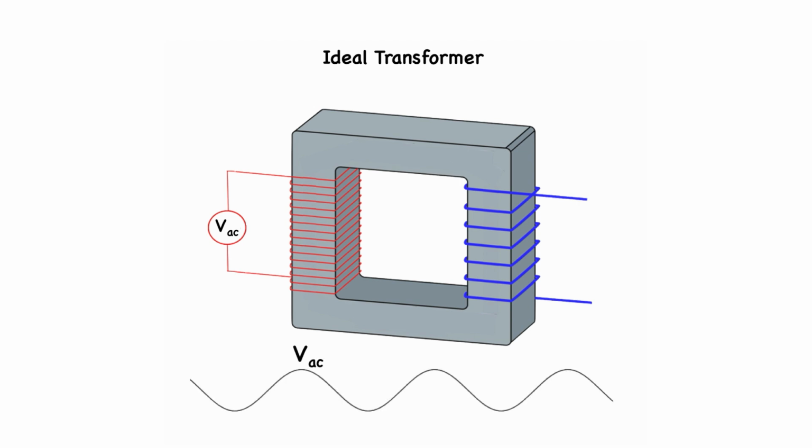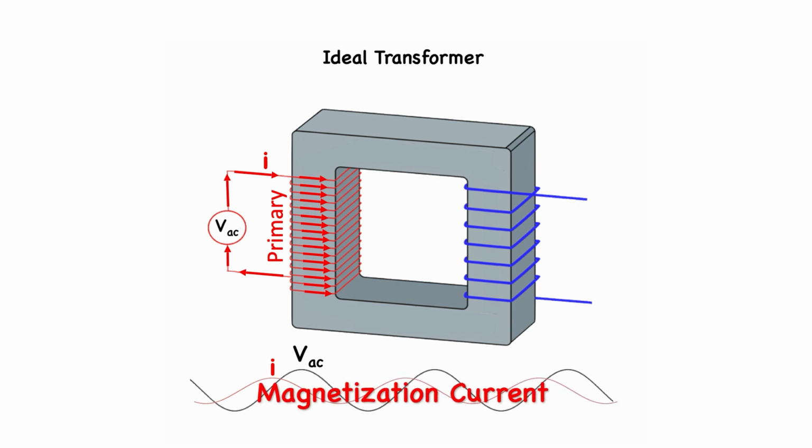Now, let's input a sinusoidal AC voltage on the red coil on the left. This is known as the primary winding. This AC voltage will cause a small current to flow in the primary coil. The amount of current flowing is limited by the reactance of the primary coil. In an ideal transformer, this reactance is 100% inductance, so the current will lag the voltage by 90 degrees. This current is known as the magnetization current.